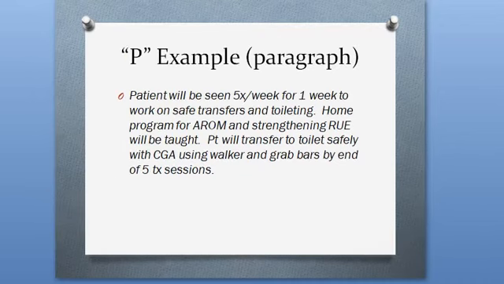So here's an example. Patient will be seen 5 times a week for 1 week to work on safe transfers and toileting. Home program for active range of motion and strengthening of the right upper extremity will be taught. Patient will transfer to toilet safely with contact guard using walker and grab bars by the end of 5 treatment sessions. What a great plan.